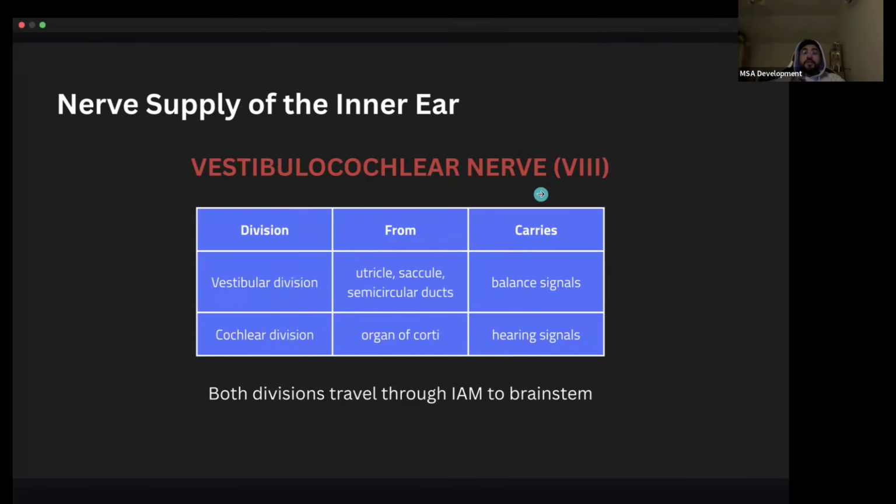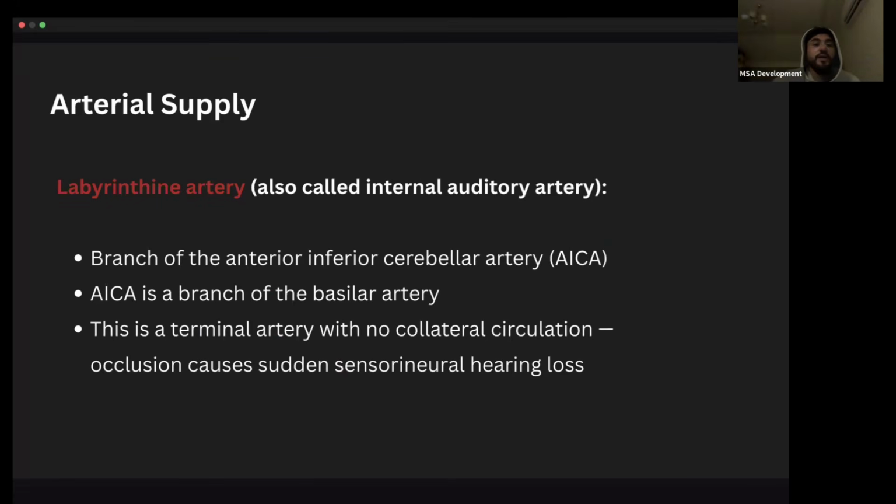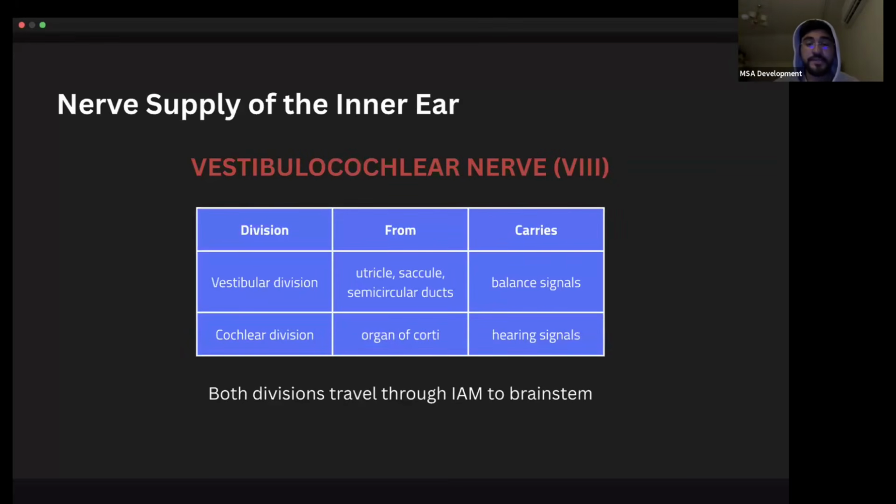So again, the vestibulocochlear nerve is what supplies the inner ear. It's very important that you know this. Now, what supplies the arterial vasculature to the inner ear? That's going to be the labyrinthine artery. Oh, also, I forgot to mention something really important. This is going to be through the internal acoustic meatus.